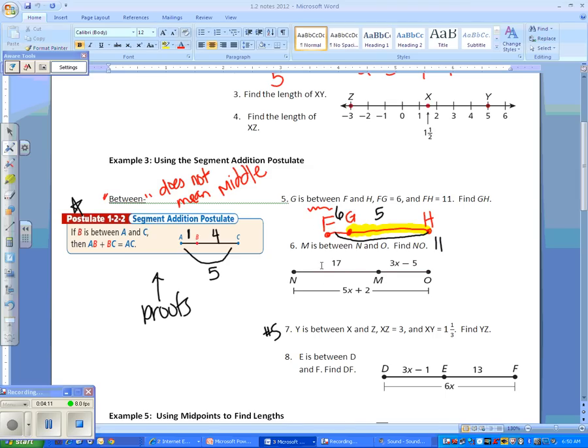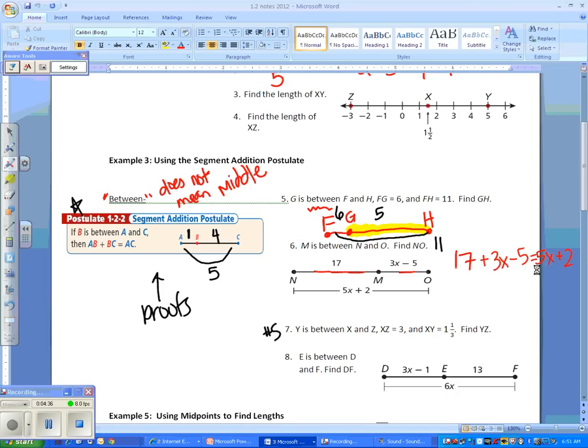So to set this one up, I'm still going to use a segment addition postulate. So let's see, this piece is 17. This smaller piece is 3x minus 5. So I'm going to add those together because it's the segment addition postulate. And I'm going to say, well, if I add up this piece and I add up this piece, that's going to make up the whole line segment NO. So I'm going to say that it equals the 5x plus 2.